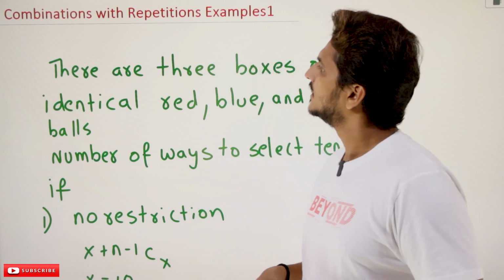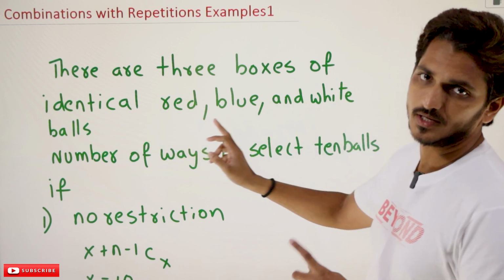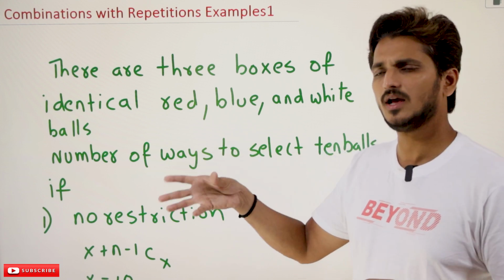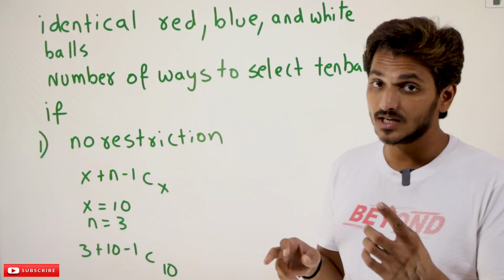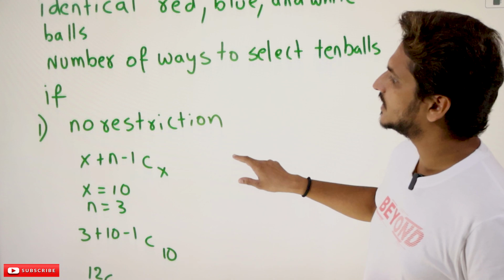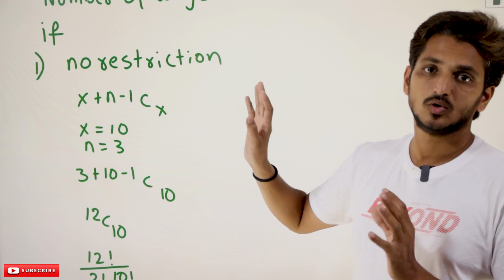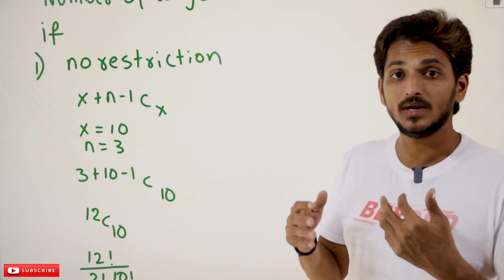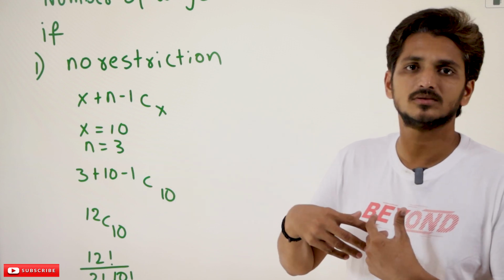Coming to today's class, there are three boxes of identical red, blue and white balls. Means they are providing three types of balls: red color ball, white color ball and blue color ball. So, the number of ways to select 10 balls. Your selection is 10 balls. The first condition is they are not imposing any restriction. So you have to select 10 balls from out of these three options. How many ways? This is based on repetitions. You can select red balls 2 times. You can select red balls 10 times.